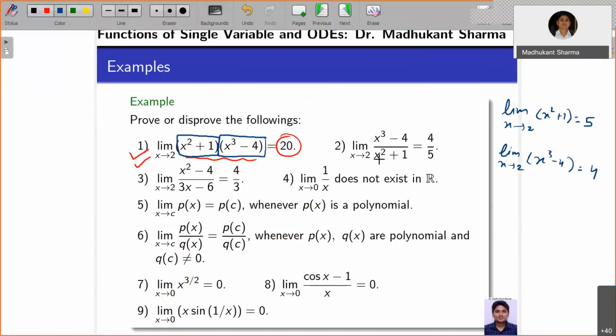rational. Okay, so here we should be worried about the denominator much, so that it should not be 0, and the limit should also not be 0.